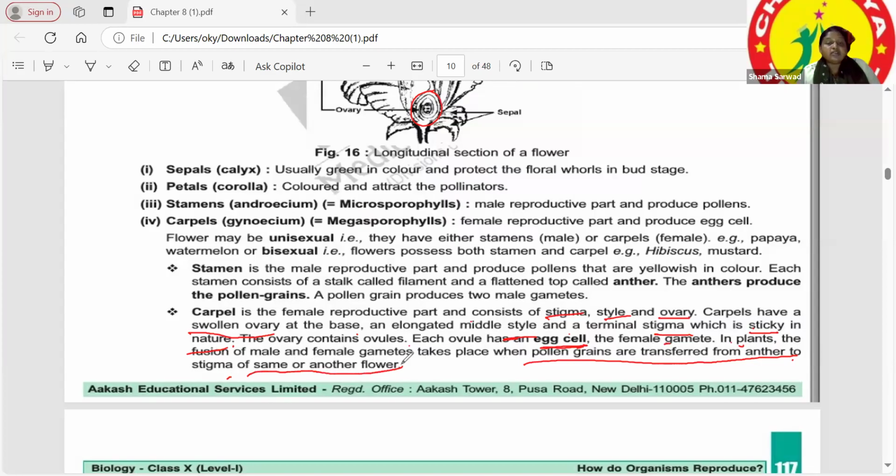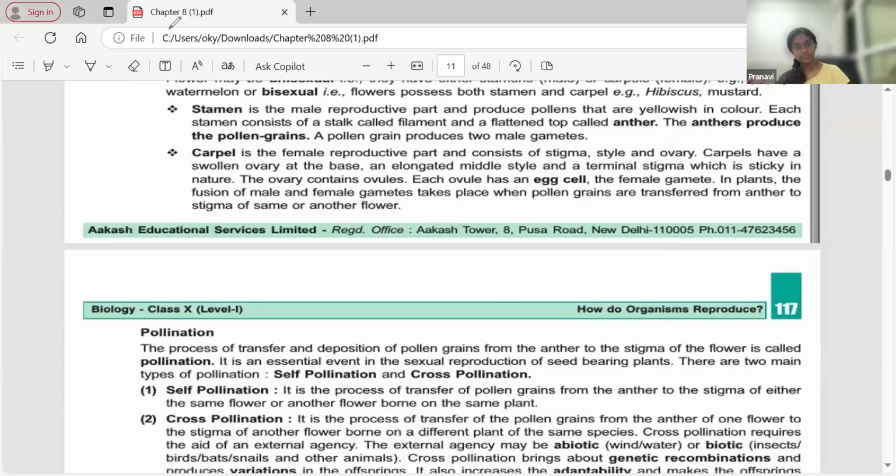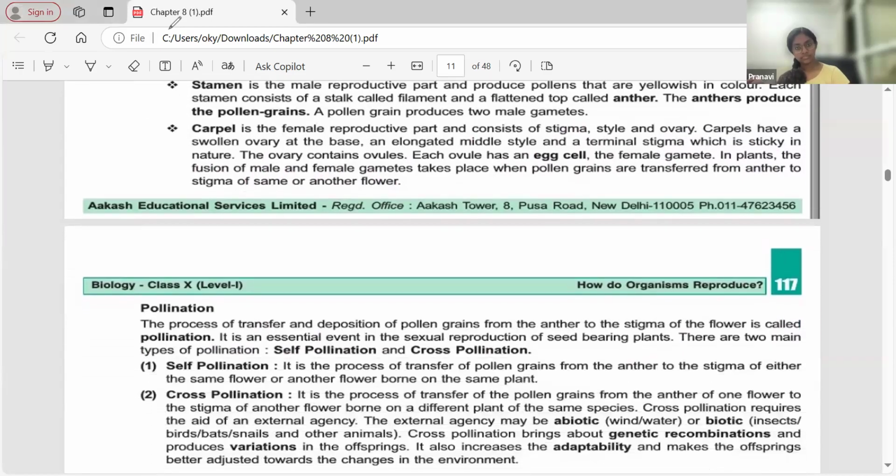Or of the same flower. It can be from the same as well as from another flower, which means self pollination and cross pollination both are possible in this way. Then fertilization will take place. So this is about the sexual reproduction of a flower, right? Once this sexual reproduction is done, then there is a process called pollination.